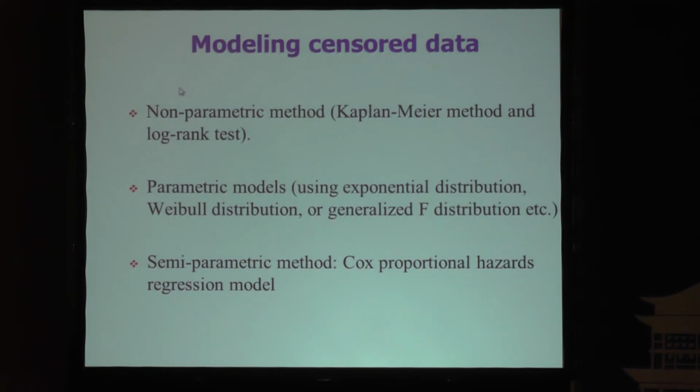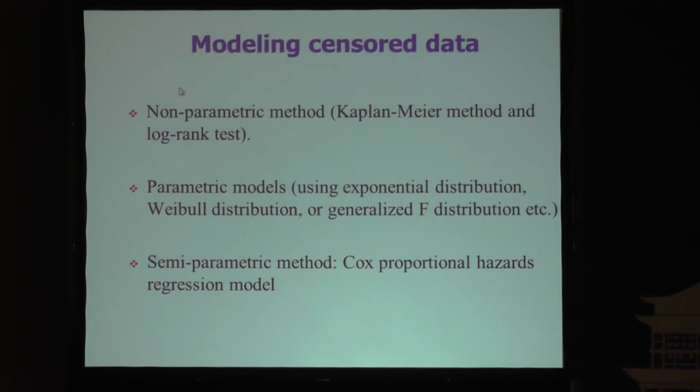And then how to model the censored data? Censored data like the survival data, like what I just gave as examples: the time to toxicity, time to progression, or even dose to toxicity. So there are three different ways. The first way, of course, quite commonly used, is the non-parametric method, including the Kaplan-Meier curve and log-rank test.